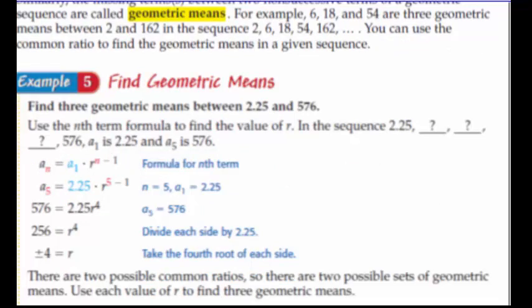So all we'd have to do now is take 2.25 and multiply it by 4, and we would get 9, so that would be our second term. And then we take 9 times 4, we get 36. There's our third term. And we take 36 times 4, and we get 144. So that would be our fourth term, and that's what we were missing in the original problem.